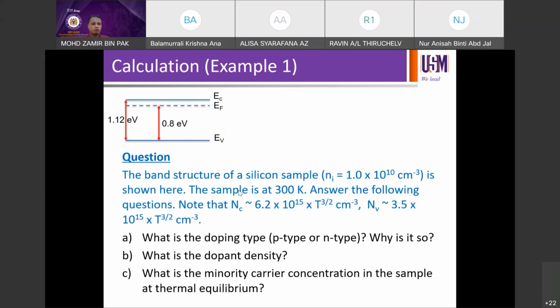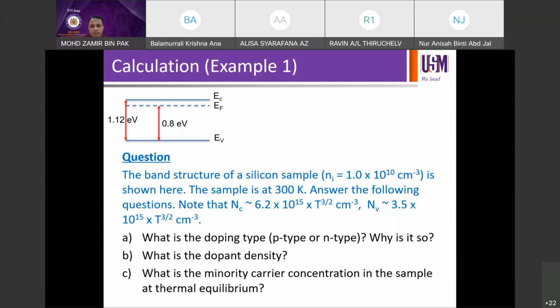Okay, so let's just go through the first example from the three examples. I'm just going to let you explore the remaining. So let's discuss example number one. Look at this example on this page. You can see EC, EV, EF. You can see the EG, which is the distance between EC and EV, is 1.12. And the distance between your EF and EV is 0.8 electron volt.